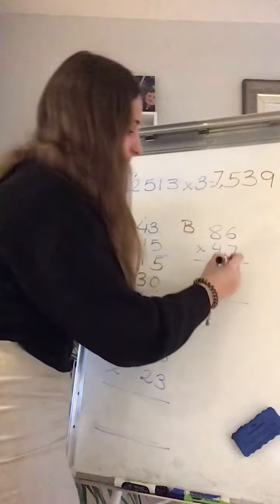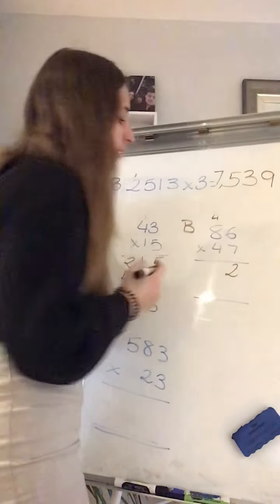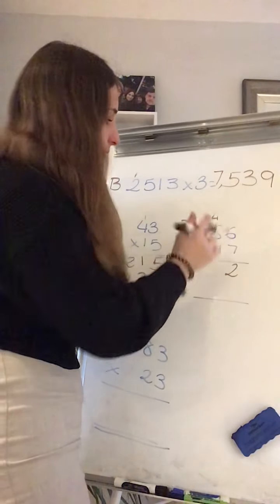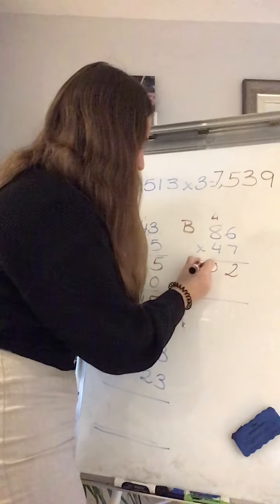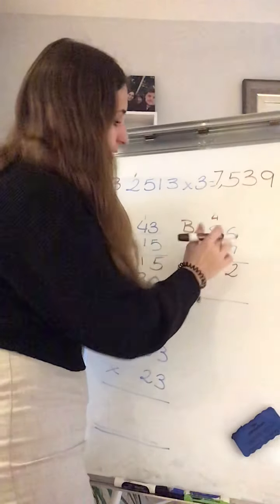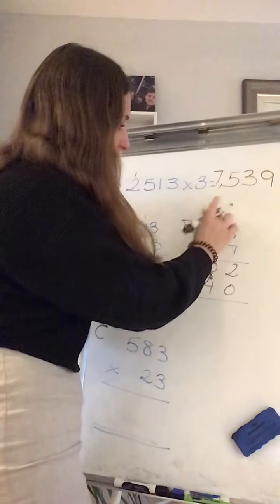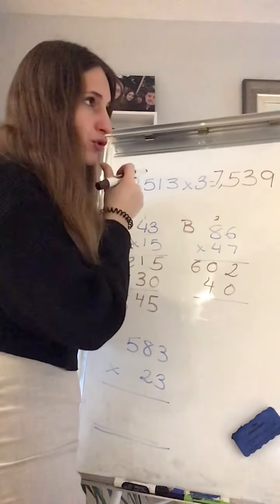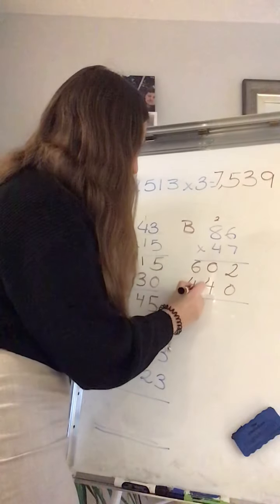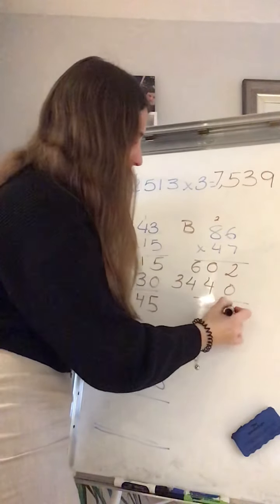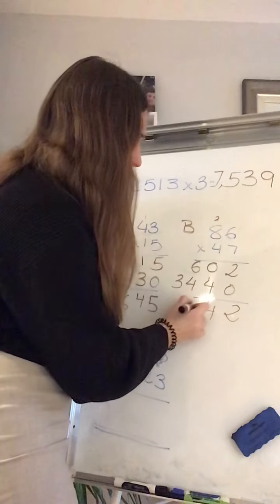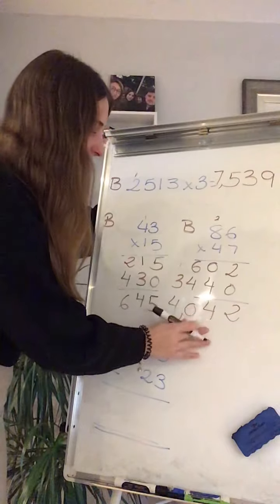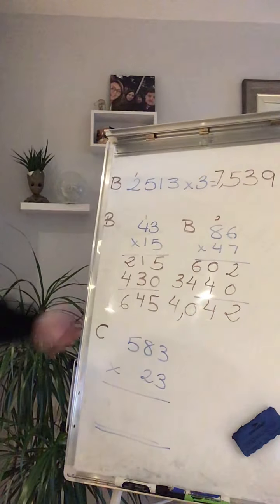6 times 7 is 42. Put it there to remember. 7 times 8 is 56, and 4 is 60. 4 times 6 is 24, and I carry 2 in there to remember. 4 times 8 is 32, add 2 is 34. And then I add it together. 4,042, okay?